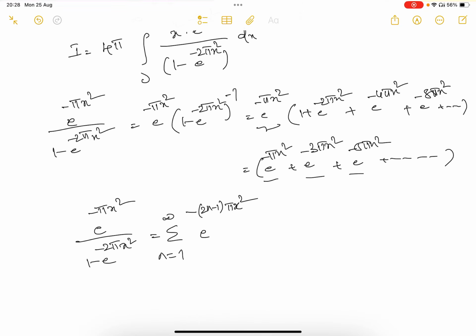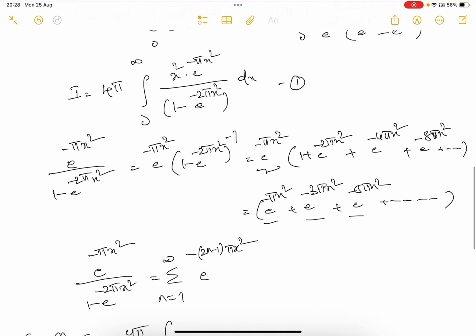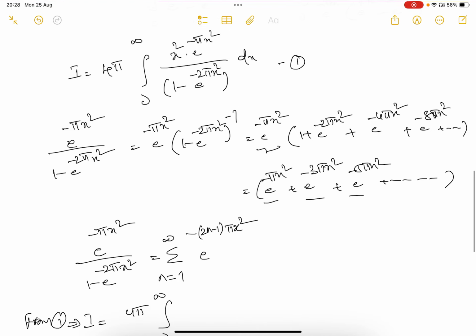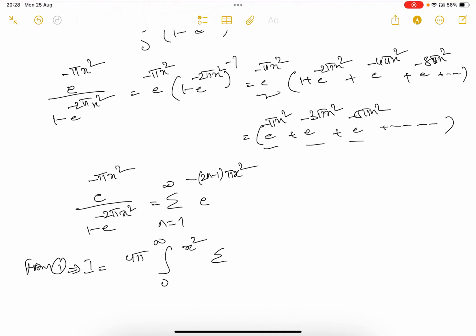Then I is, substitute this in equation 1. In equation 1, I will be 4 pi into the integral from 0 to infinity of x squared into, this term is the summation from n equals 1 to infinity of e power minus pi x squared into 2n minus 1, into dx.